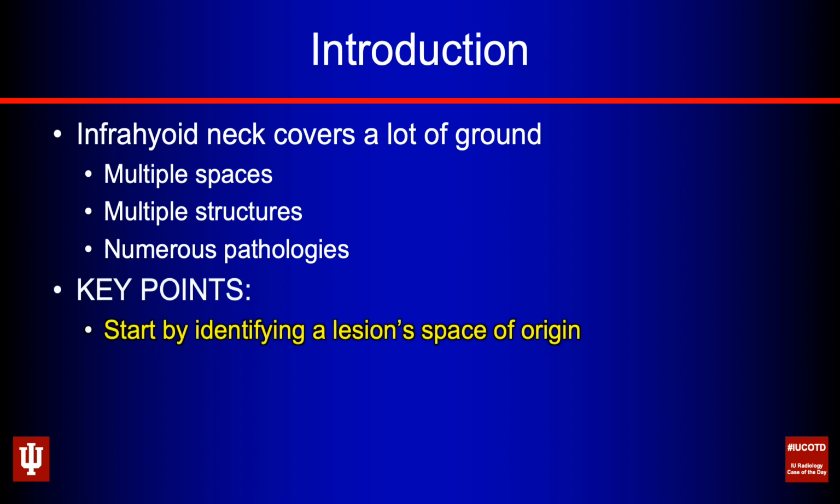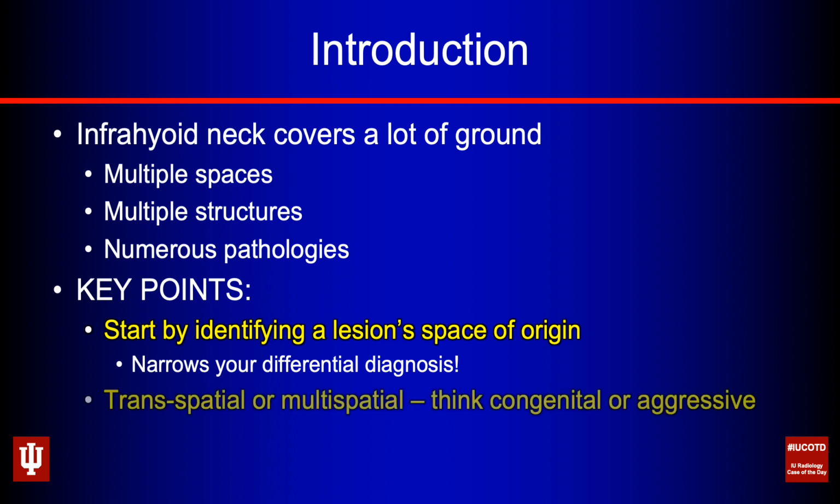One of the key things, really maybe the most important thing to take home from this talk, is whenever you're approaching a generic lesion, a generic mass, you name it, whatever it is that you encounter in the neck, try to figure out where it's coming from. What is the space of origin where it's arising from? Because if you can do that, that's immediately going to narrow down your differential diagnosis.